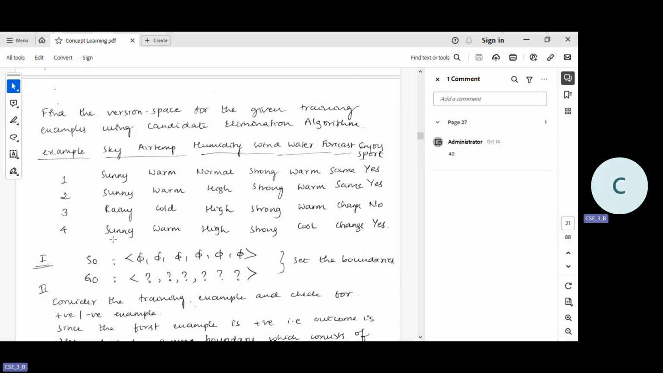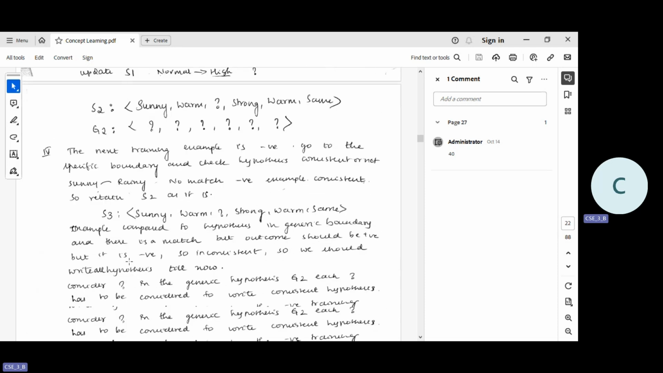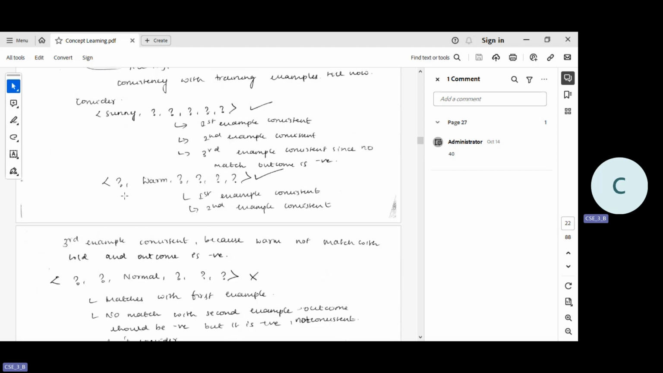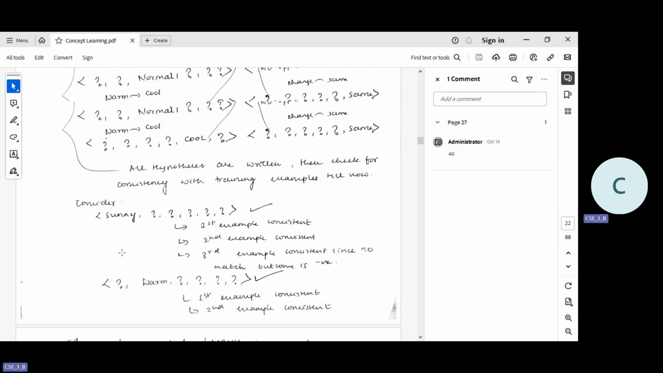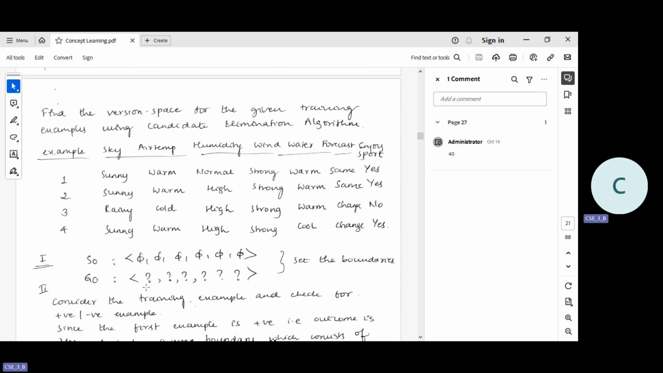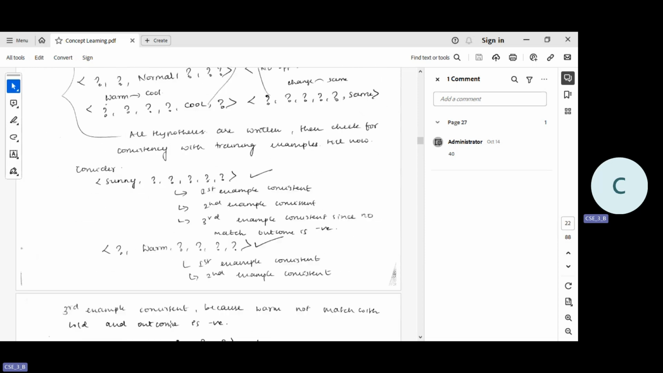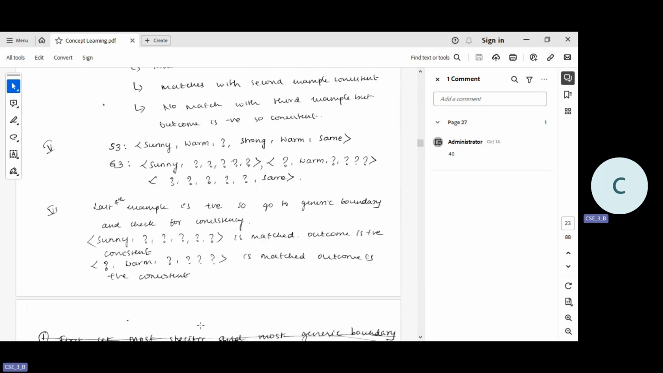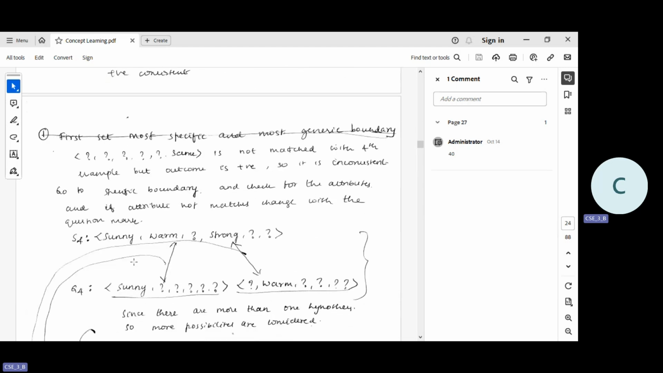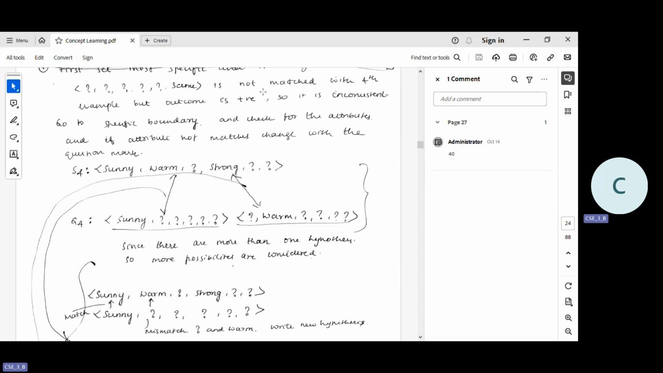Next, the next hypothesis is this one: a question mark, warm, and all the rest question marks. Again we go here: question mark, warm, all question marks, correct? So then it is matched, consistent, and again matched, correct? So the outcome is positive. But when this question mark, same is not matched with the fourth example, and the outcome is positive, it is inconsistent.